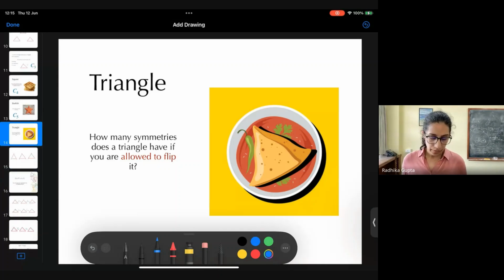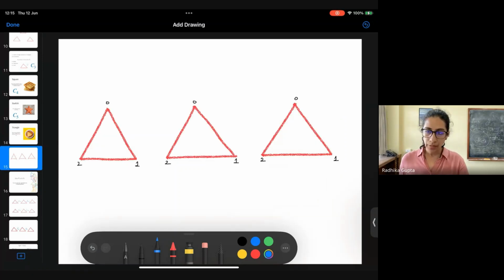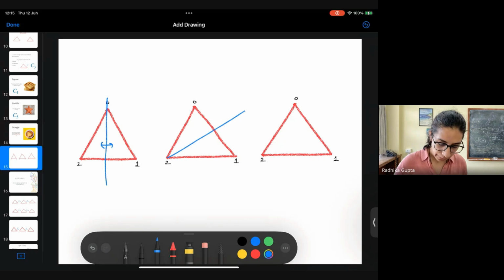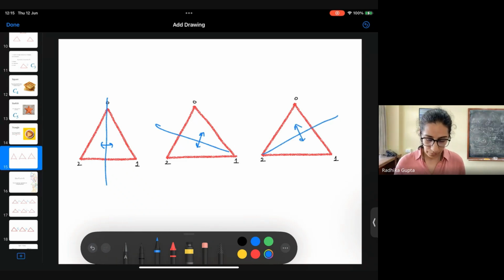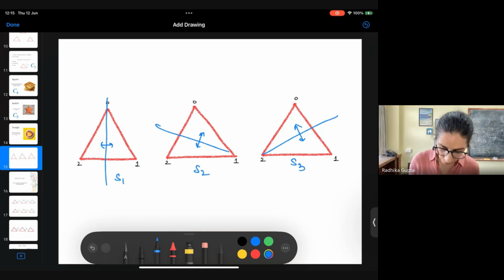Since someone was wanting to do flips, now let's allow flips. So now I have the 3 rotations, but like someone said, I have 3 more operations that I can do. I can flip about this median passing through 0, I can flip about the median passing through 1, and I can flip about the median passing through 2. So I've introduced 3 more. Let's call this S1, S2, S3. I've introduced these 3 reflections.